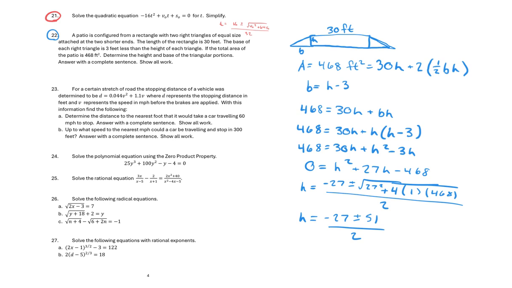So this gives me two different answers for h, but only one of them can be right, because we only have one sized rectangle here. So the one that's going to be right is going to be the one that's positive, because if I had negative 27 minus 51, we're going to have some negative height, which we really don't want. So let's use the positive version of 51, in which case we'll get that h is going to be equal to 12. Now from here, I know that my base is equal to h minus 3, so 12 minus 3, or that my base is equal to 9 feet.